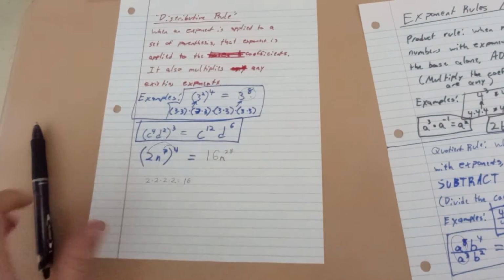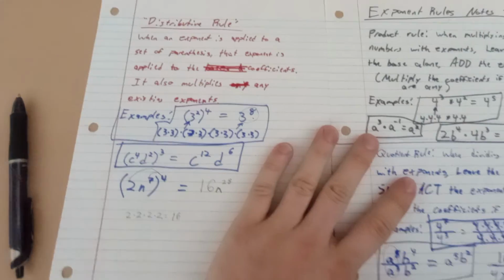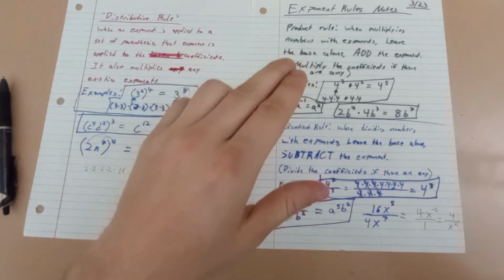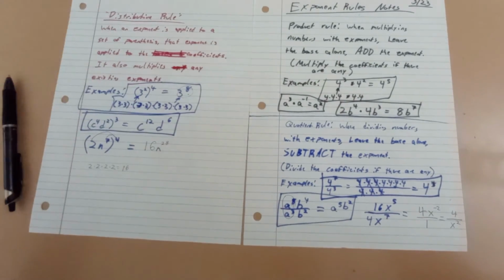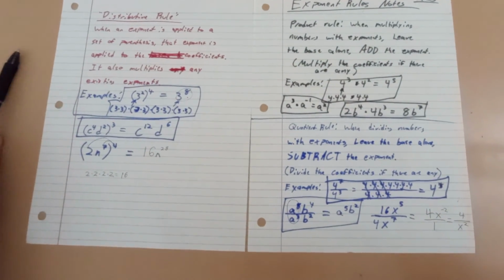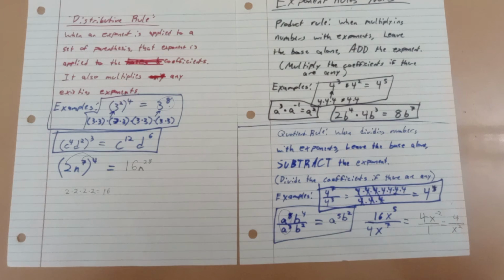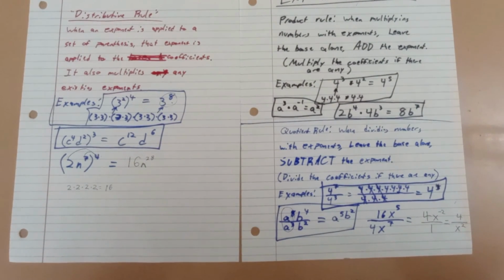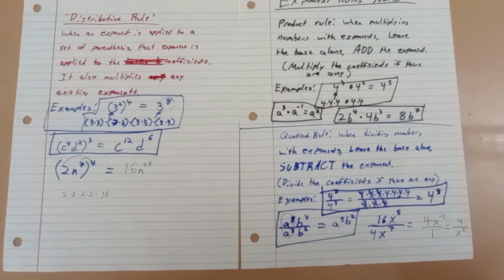So these are the notes that we took today. We took notes on exponent rules, product, quotient, and power of a power rule, which I incorrectly called the distributive rule. If you need these notes still for whatever reason, pause this video, rewatch it, go over it with your parents if they don't understand it.